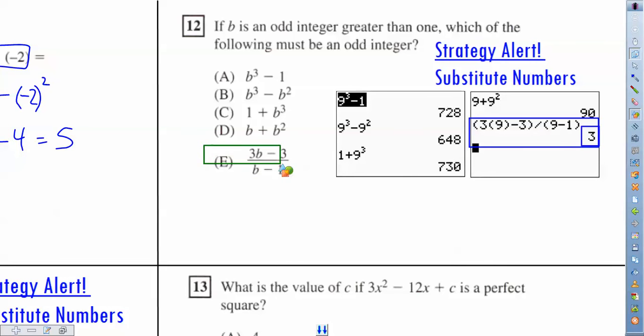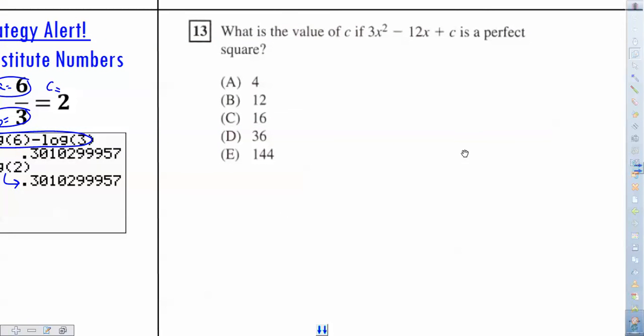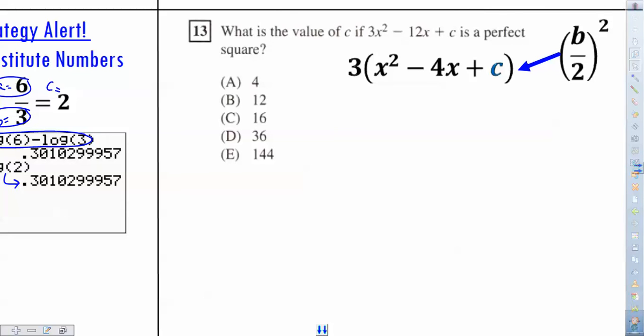Let's mark that up. Alright, let's wrap this puppy up here. This one here was another doozy of a problem. I could go into the specifics of all this, which would involve us factoring out that 3, leaving us with this here, and then we can cut that number in half and square it.